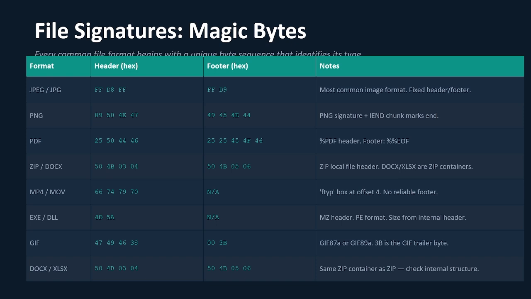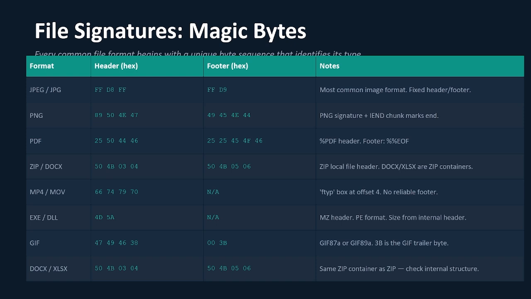PNG, for instance, 89504E47, that's the beginning of the PNG file. And the ending 4 bytes, 49454E44, is IEND, which is the end of that particular file. PDFs always begin with a %PDF and end with a %EOF, so you can look for that.